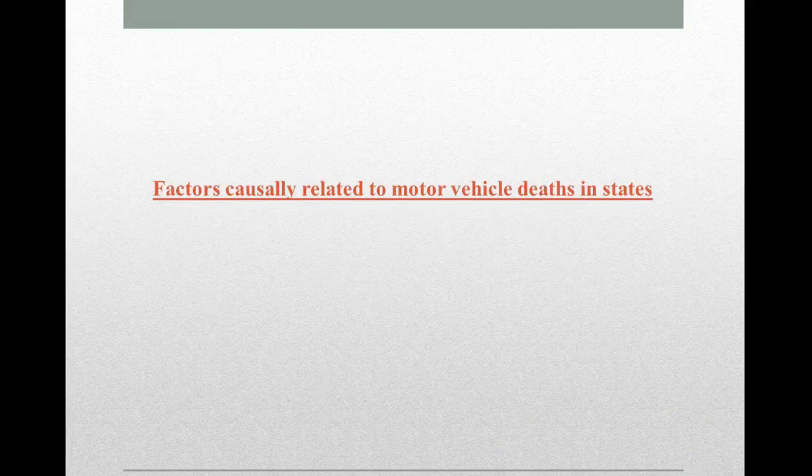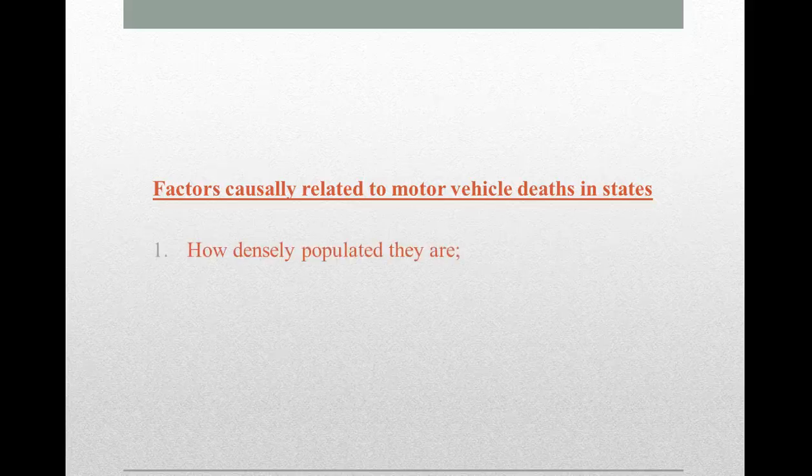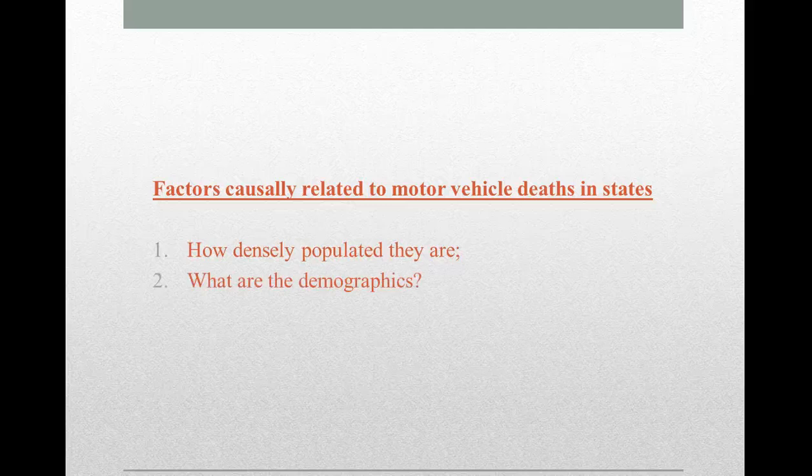Now we will take our regressions a notch up and move from bivariate regressions to multivariate regressions. Suppose you want to investigate factors causally related to motor vehicle deaths in the states, and we could base our factors on assumptions. One factor could be how densely populated the states are, and we hypothesize that as density goes up, fatalities go down. The second factor could be demographic. So as the proportion of young people goes up, fatalities go up too.